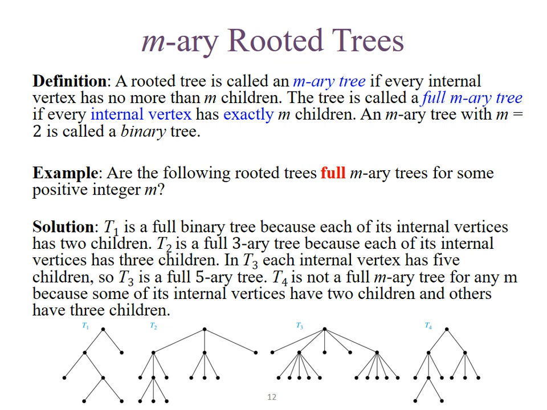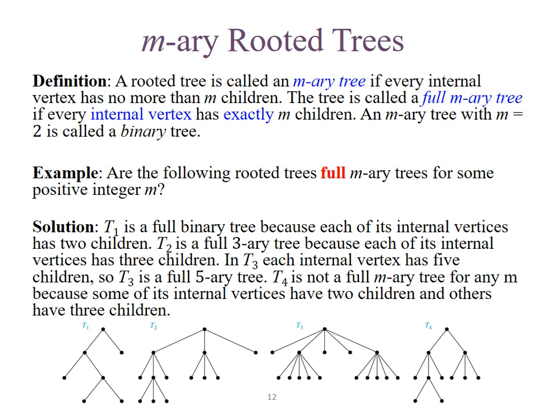Hello everyone. Today we will continue our discussion on trees. So next we will see a new definition: M-ary trees, especially rooted trees. Okay, let's see this definition. A rooted tree is called an M-ary tree if every internal vertex has no more than M children. Then we call this tree an M-ary tree.